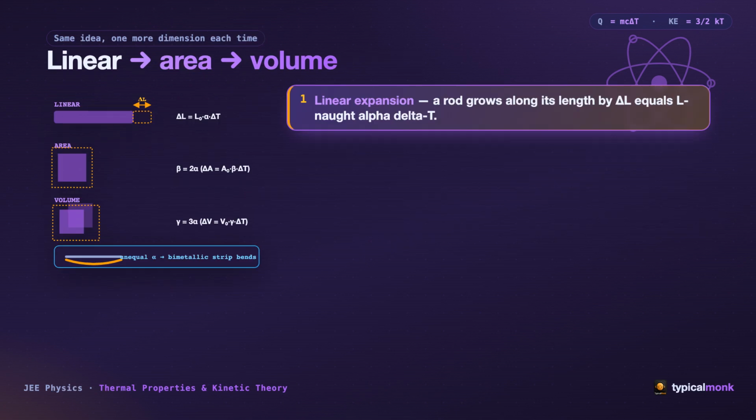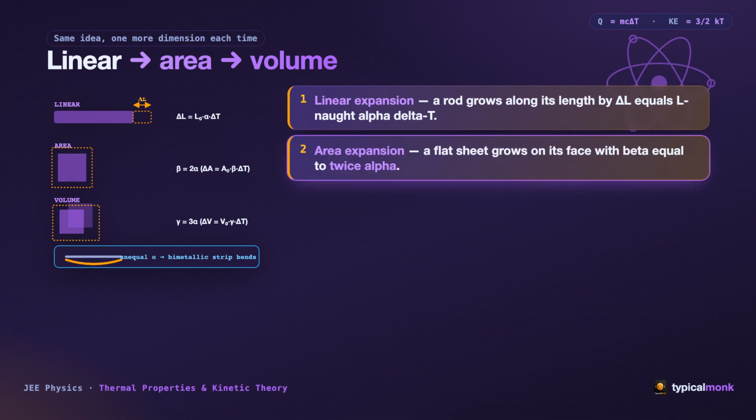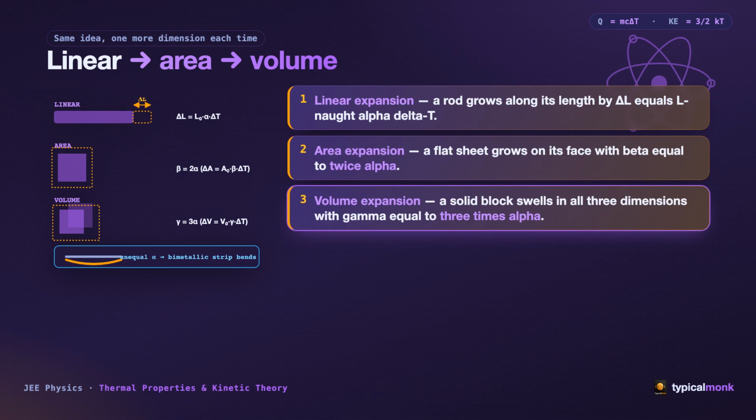Look at this diagram carefully, because all three expansions are really the same idea, carried one extra dimension further each time. First, linear expansion. A rod grows along its length, delta L equals L naught alpha delta T. Second, area expansion. A flat sheet grows across its face, and beta is always double alpha. Third, volume expansion. A solid block swells in all three dimensions, and gamma is always 3 times alpha.